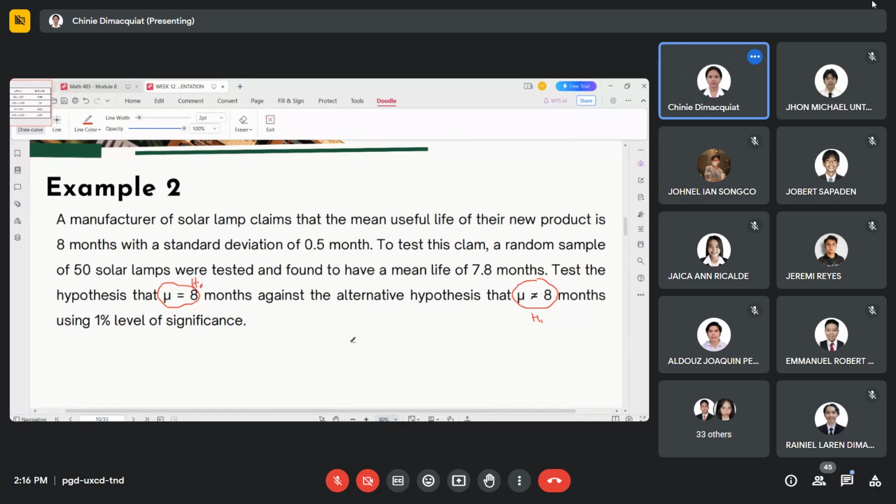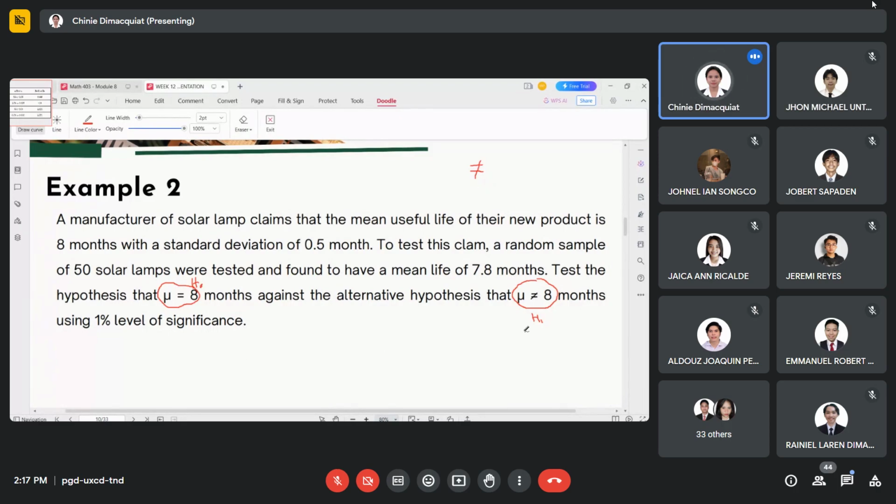Ano pong technique or paano po namin mas madaling malalaman yung alternative hypothesis? Kapag meron po kayong nakita na mga at least, at most, exceeding, yun yung nag-describe sa ating alternative hypothesis. Kapag wala kayong nakitang mga keyword na at least, at most, greater than, less than, ang gamitin nyo ng symbol ay is not equal to. Since wala naman nabanggit, therefore, two-tailed siya.